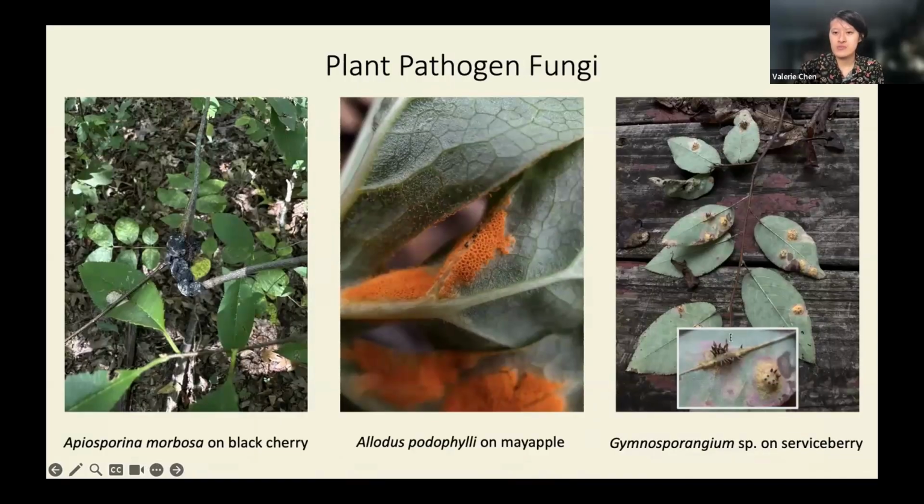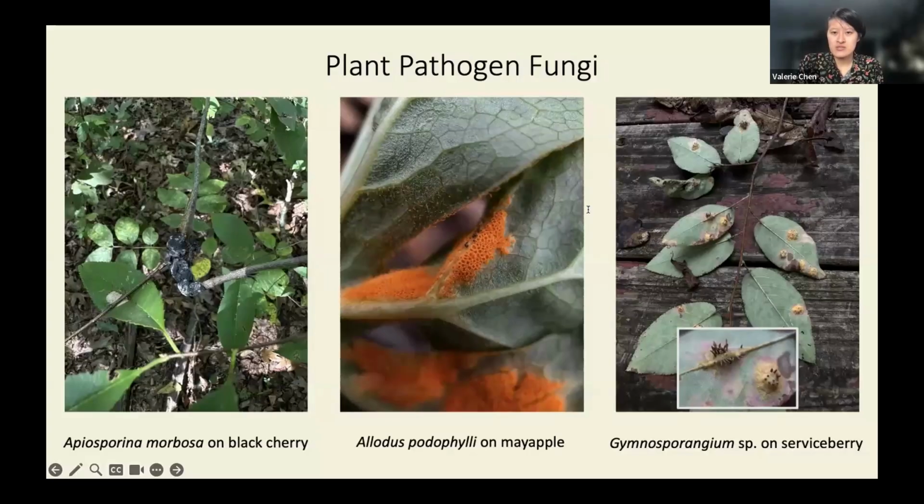I also observed several plant pathogen fungi, which are fungi that infect plants to feed off of them and cause disease. Typically, these species are pretty host-specific, meaning a particular species only infects a certain species or a few species of hosts. Apiosporina morbosa is called the black knot fungus, which infects both wild and cultivated cherry trees. And all of the ones I observed were found on black cherry, a native cherry species common in the forest understory at the field site.